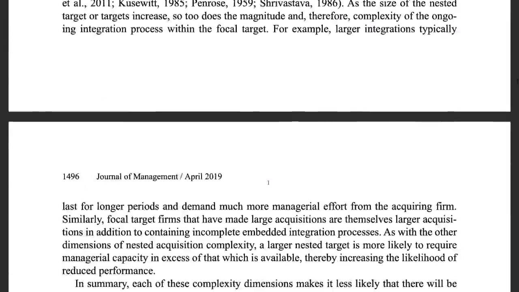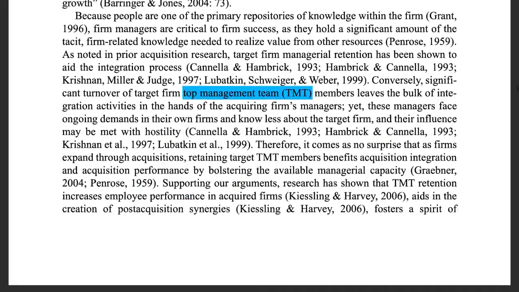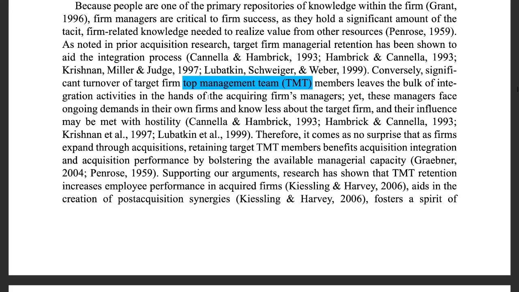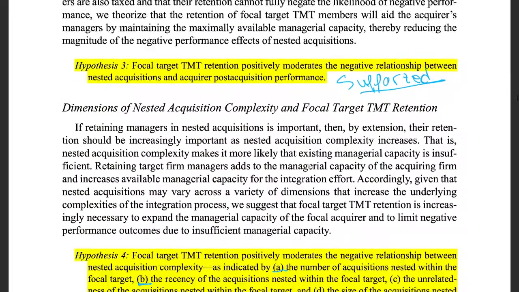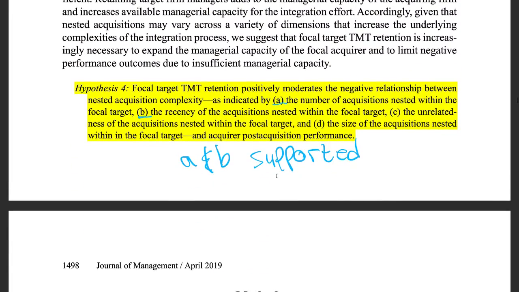Let's go through and look for some more here. Here's another one, hypothesis 2. It had a bunch of sub-pieces. They were all supported. There I highlighted a definition. Here's another one, hypothesis 3. That was supported. Here's another combined hypothesis. A and B were supported. C and D either weren't supported or they were inconclusive.